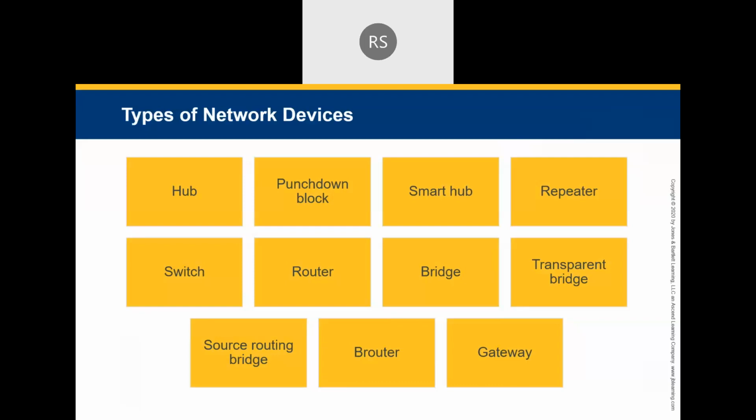A brouter is a combination of a bridge and a router, so it performs both the functions of a bridge and a router. And last, a gateway. That's a device that connects two networks that use dissimilar protocols for communications. So it's similar to a bridge, and it can function as a bridge, and it takes data packets from one network in a specific protocol and converts those packets to the protocol of the receiving network.